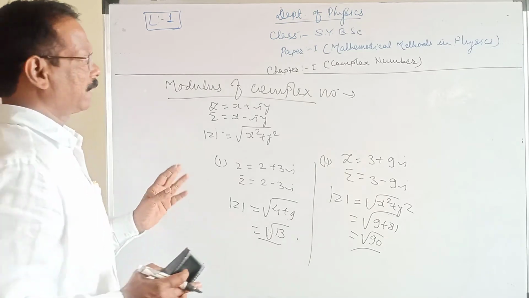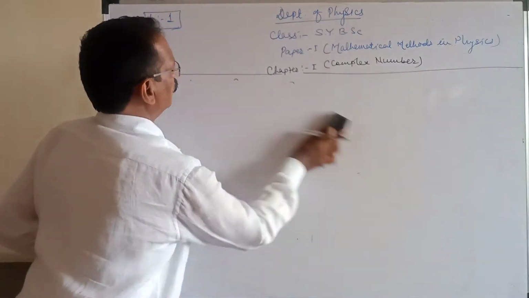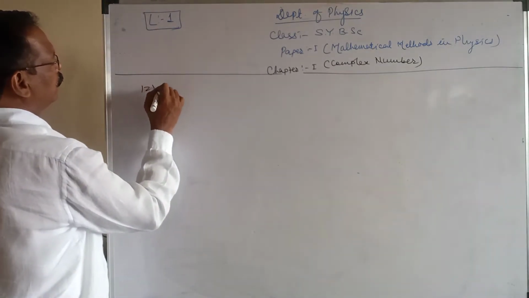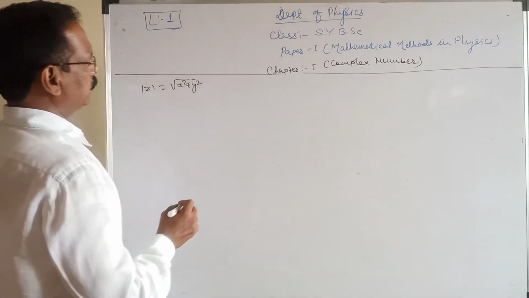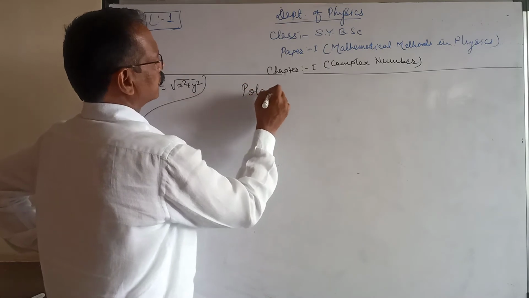Then next article is polar coordinates. Again it is also simple. Here we write mod of z is equal to under root x square plus y square. This is for information. Now we have to see what polar coordinates are.